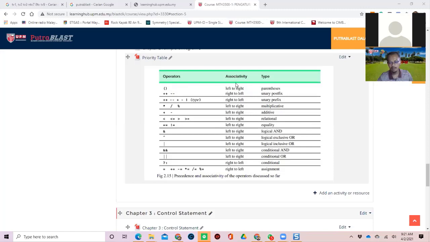Now look here, you have left to right and right to left that you need to consider. If you have the same operator, the same parity, in a single line, what we need to do is go from left to right. But if you have an operator like this one in a single line, you need to consider right to left. So they have different left to right and right to left, and you need to differentiate carefully.